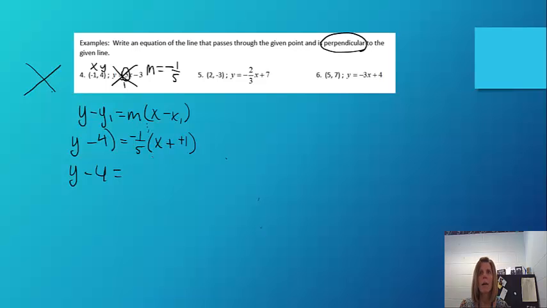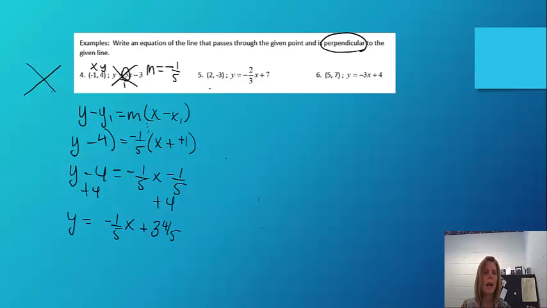Alrighty, then from here I'm going to have y minus 4 is equal to, whoops, I'm going to change those to positives. I'm going to have negative 1/5 times x is going to be negative 1/5 x, and then negative 1/5 times 1 will be negative 1/5. We won't be afraid that that's a fraction, no biggie. All right, and then to finish it, we're going to go ahead and add 4. So I'll get y equals negative 1/5 x, and then negative 1/5 plus 4 will be 3 4/5. And if you were not sure about that, you could go ahead and let your calculator handle that for you.